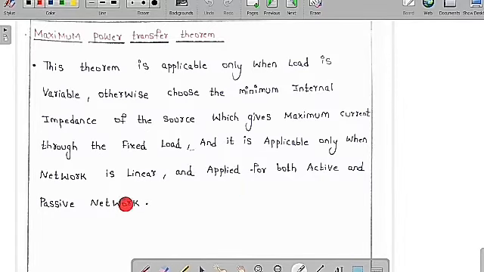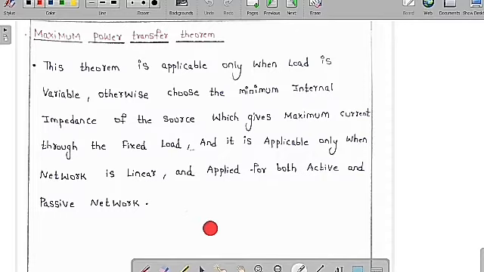See, this theorem is going to apply only when the load is variable. Otherwise, if the load is fixed, then you are going to get the maximum current only when the internal resistance is 0. Only then can we get the highest amount of current. If the current is higher, then the power consumed by the load is also higher. So this theorem is applicable only when the load is variable. Otherwise, choose the minimum internal impedance and get the maximum current. Maximum current means maximum power consumed by the load resistor.